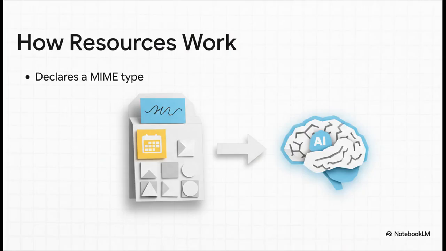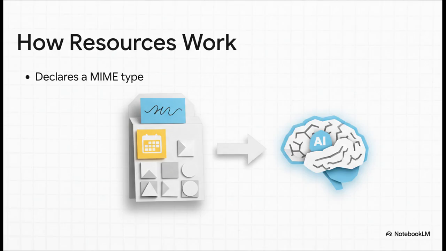So, how does this library card actually work? Well, every single piece of information gets its own unique address, kind of like a web address, called a URI. It also has to declare what kind of file it is. That's the MIME type. So the app knows if it's looking at a PDF or a calendar event or something else. This lets the app grab the right data and serve it up to the AI model in a way it can understand.